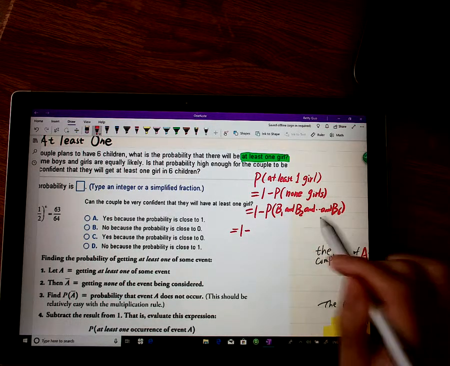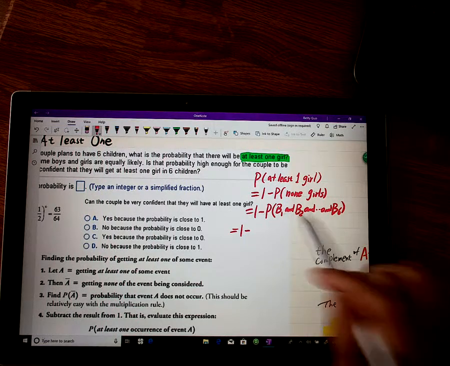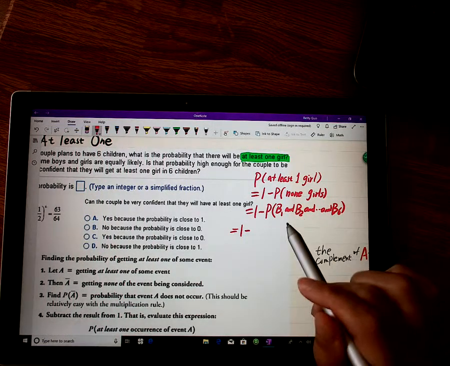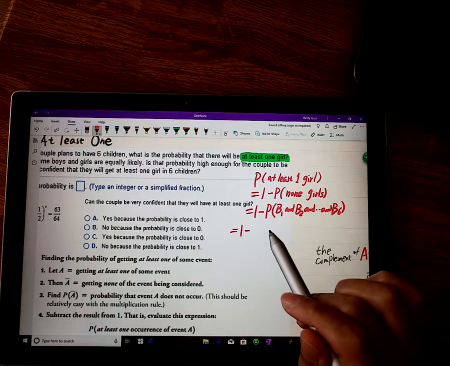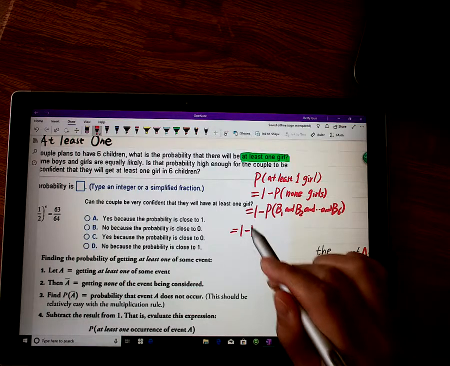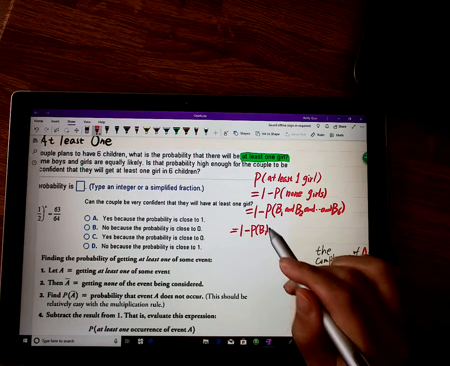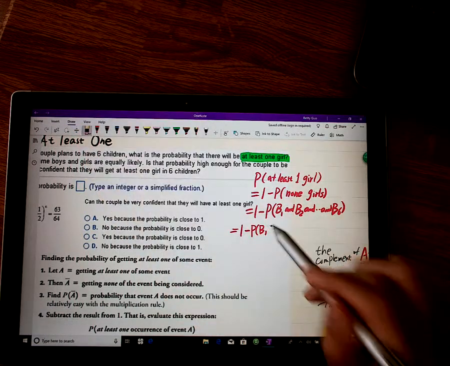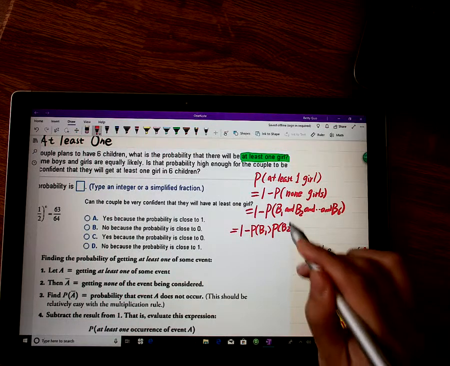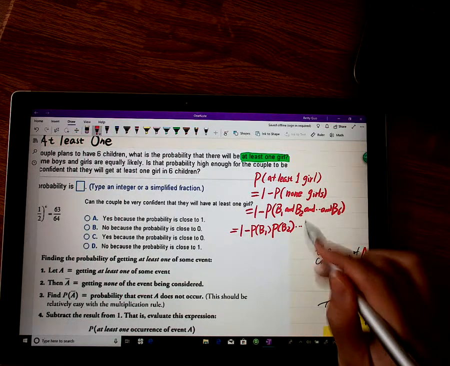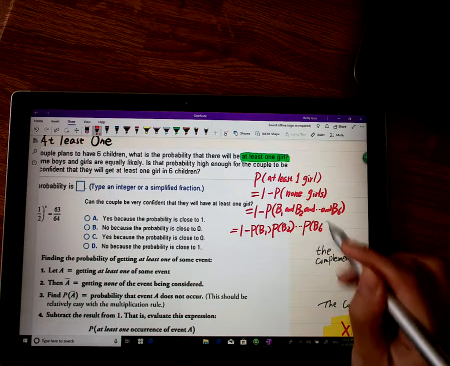That's the beautiful part. Because they are independent, we are able to apply the simple version of the formula of the multiplication rule. So that is P of B1 times P of B2 times, and so on, times P of B6, right?